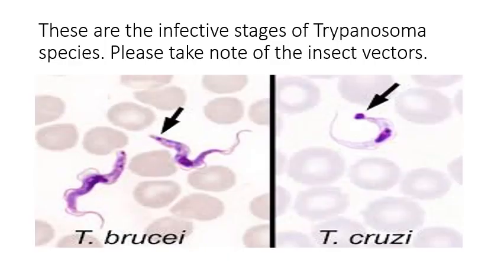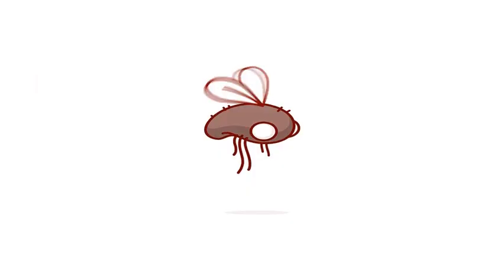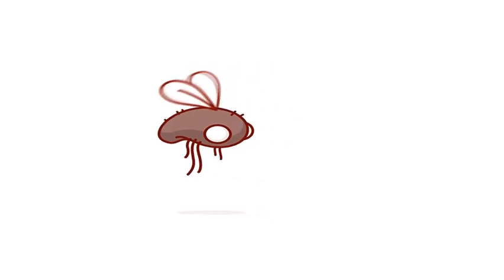I hope you can still identify the trypomastigote of Trypanosoma brucei and the Trypanosoma cruzi, because I might use the picture of the trypomastigote and ask you for the scientific name of the insect vector. And that ends the chapter on medical entomology.